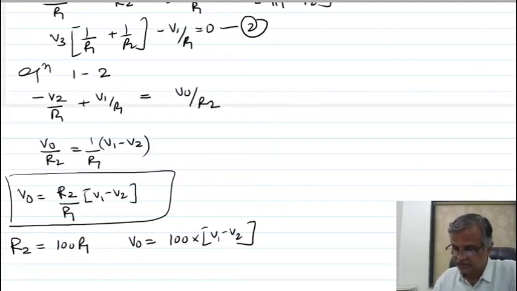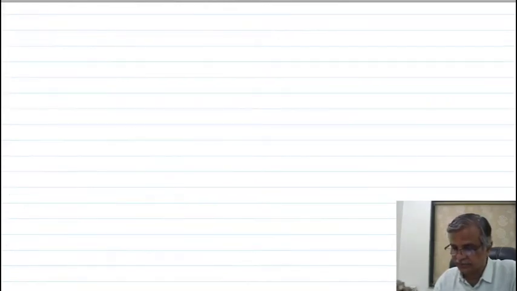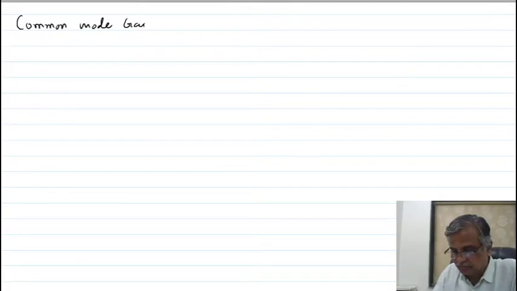Now let us see some important derivations of a differential amplifier. I am discussing the common mode gain and differential gain.